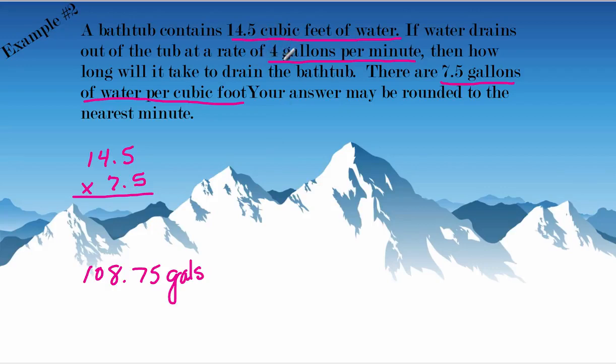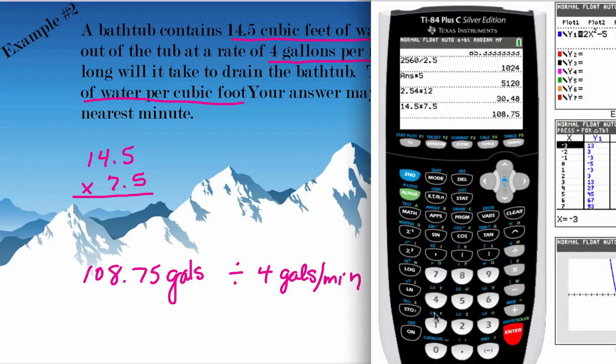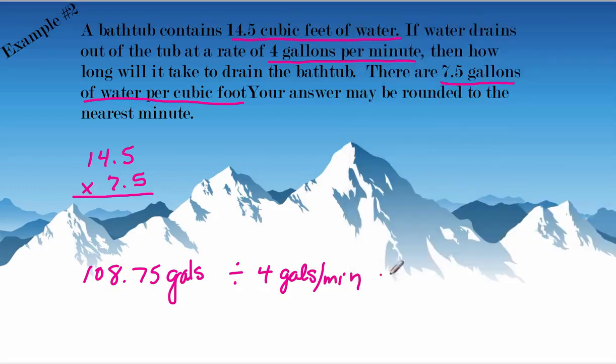Now it tells me that I drain at a rate of 4 gallons per minute. So if I divide this by 4, it's going to tell me how many minutes it takes me to drain this. So bring back my calculator. I already have my 108.75 there. Divide it by 4. 27.1875.